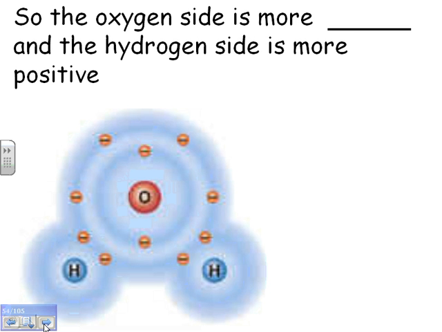So the oxygen side is more. Now here's the tricky part. There's 8 positives, right? And only 1 positive here, and 1 over here. That makes 2. There's more positives here, so you would think that'd be more positive.